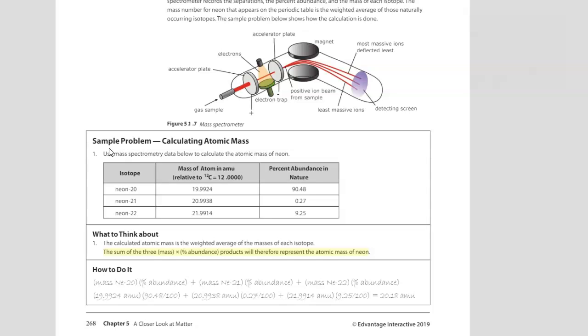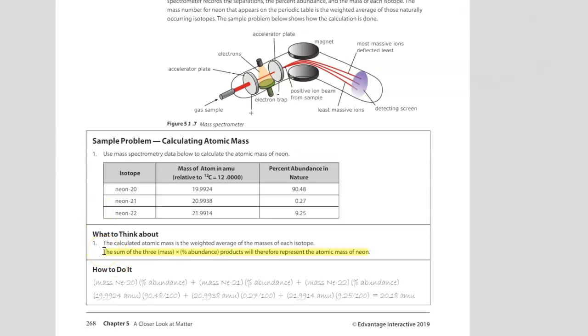And then the heights of these peaks would be their percent abundances. The neon 20 peak would be by far the highest at 90%, neon 21 at 0.27, and neon 22 at 9.25. The average mass should be somewhere between 20 and 22, and it should be closest to 20 because this is what's called a weighted average. With a greater abundance of neon 20, the average neon atom is going to weigh closer to 20 than 21.